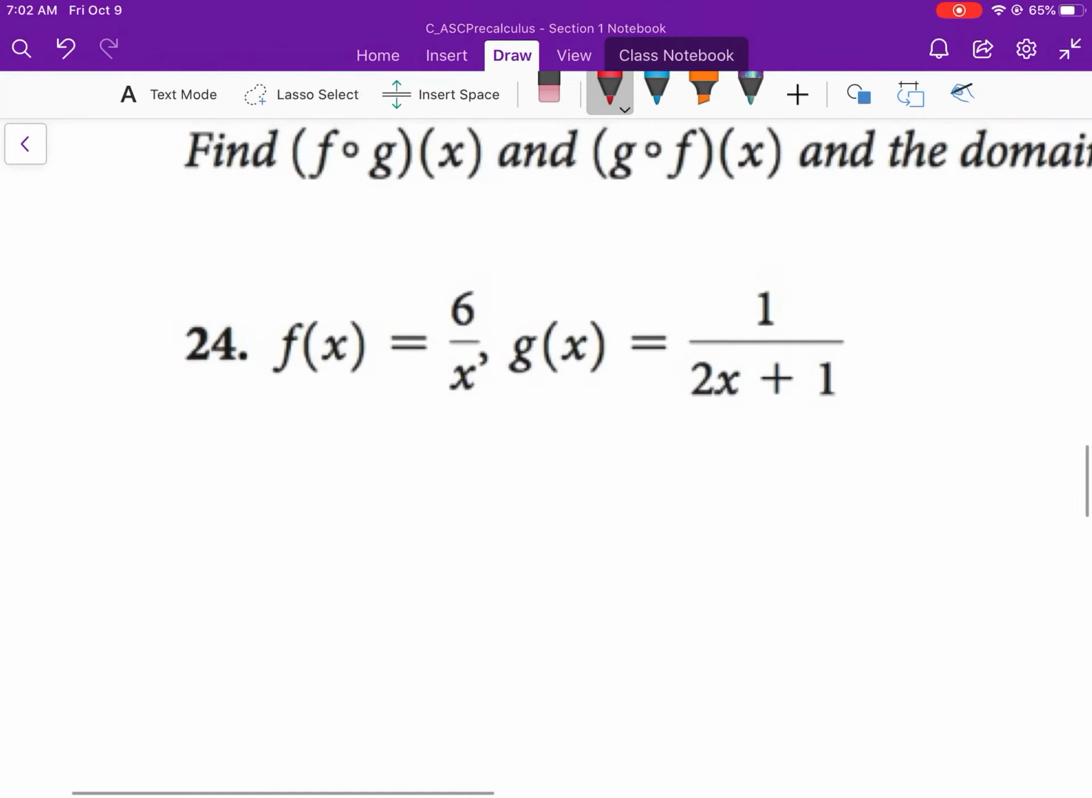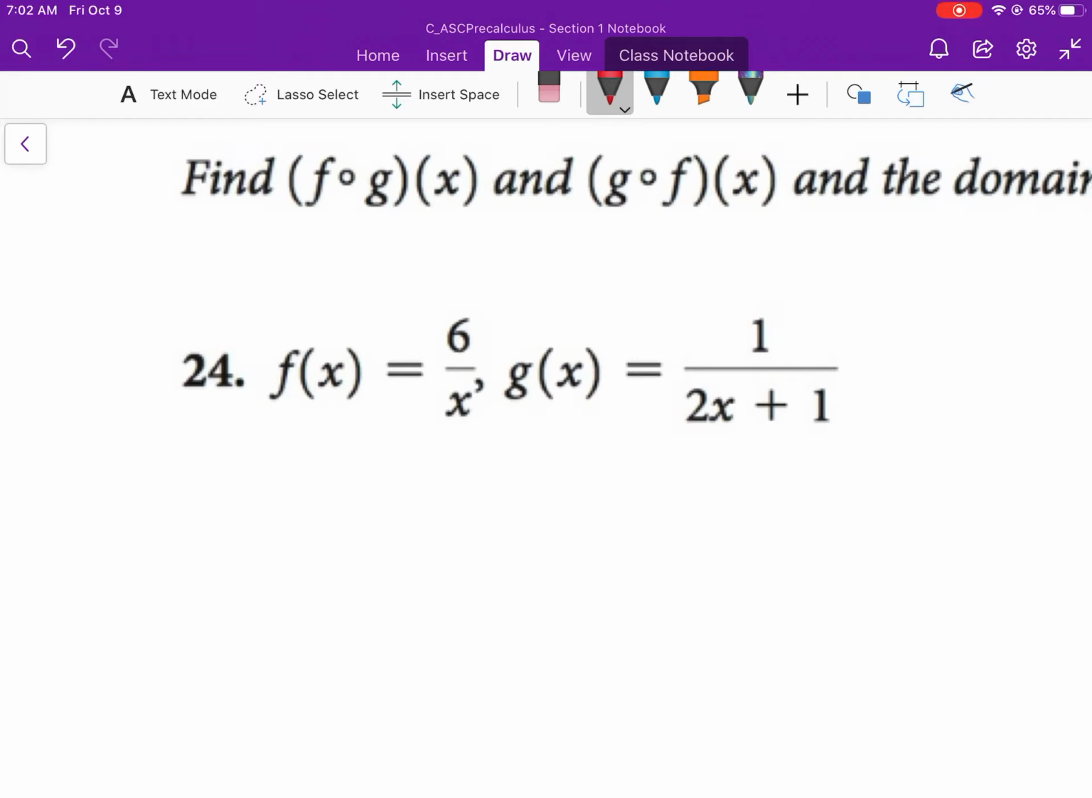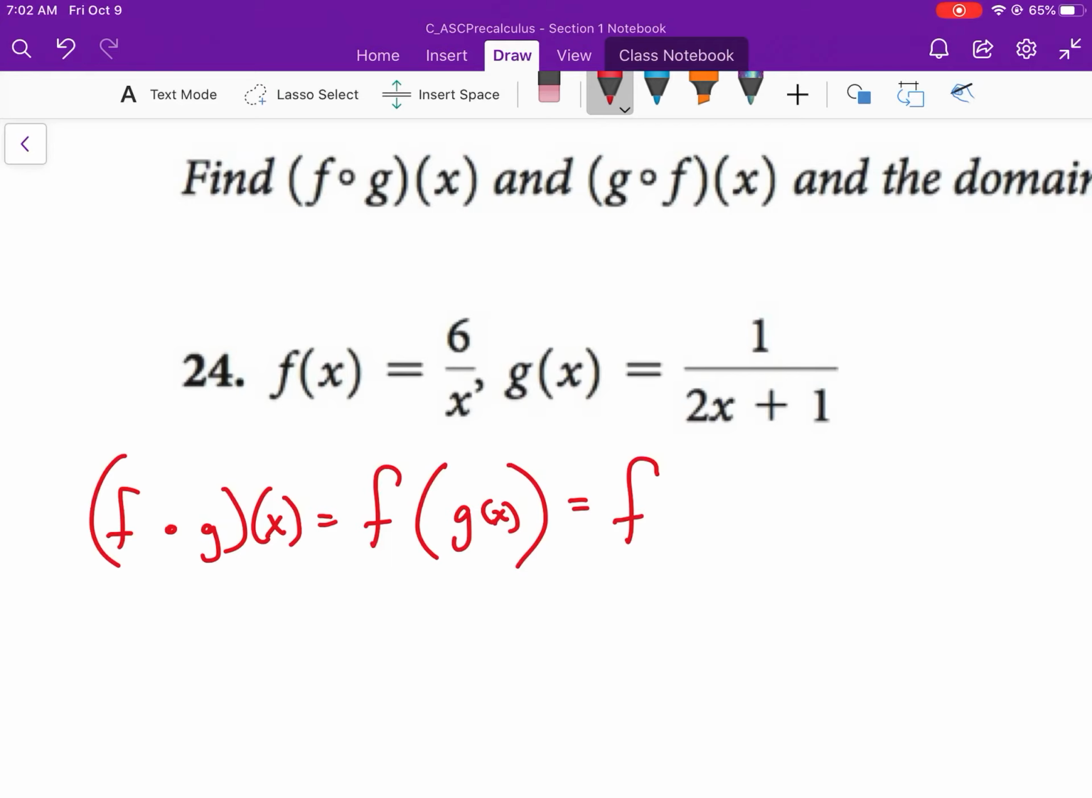Now this is definitely not going to be the inverse of each other, and we have to be careful with our domain because we have some fractions. So I want to do f of g of x. So I'll start with that one. F of g of x. If you want to just go ahead and straight write it, f of g of x, that's okay. So now I have to do f of g.